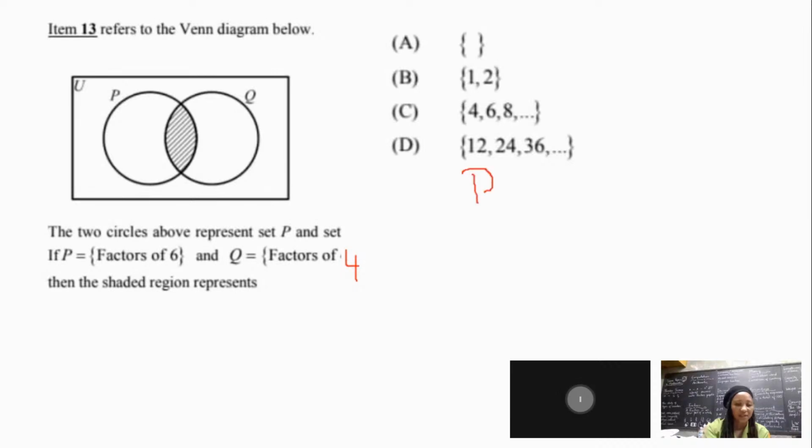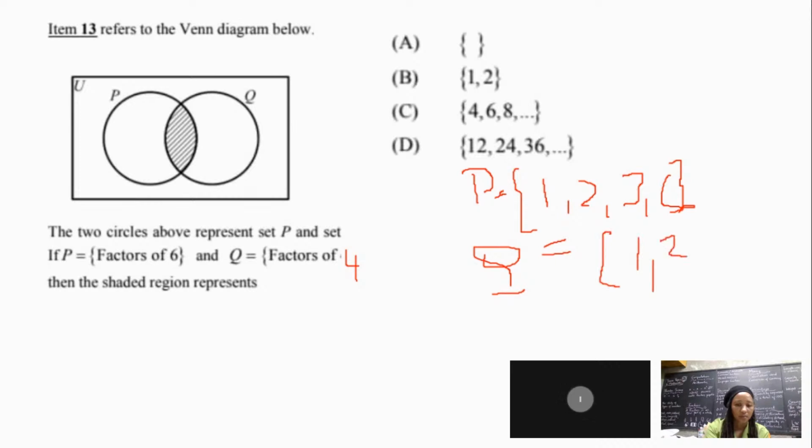So tell me the factors of 6. The factors of 6 are 1, 2, 3, and 6. And the factors of 4 are 1, 2, and 4. All right, so the common factors, what's in both of them, would be 1 and 2. And that is B.